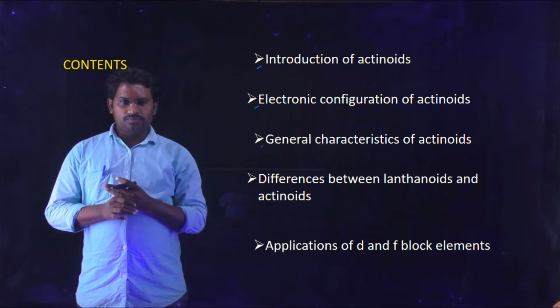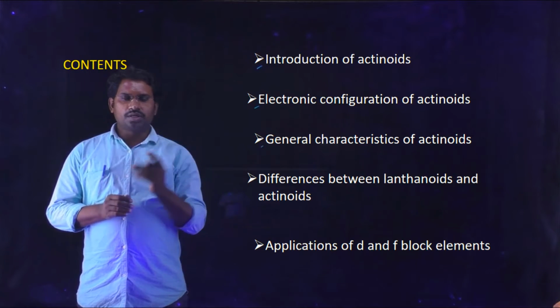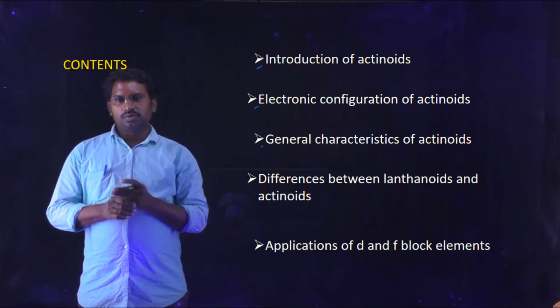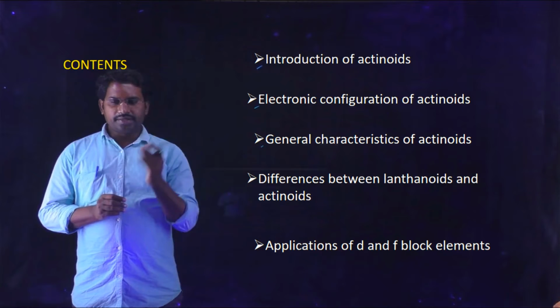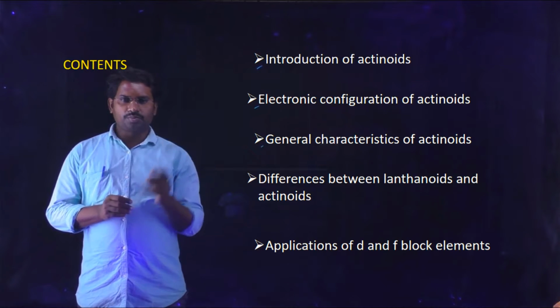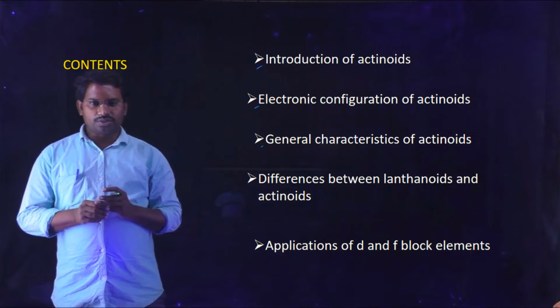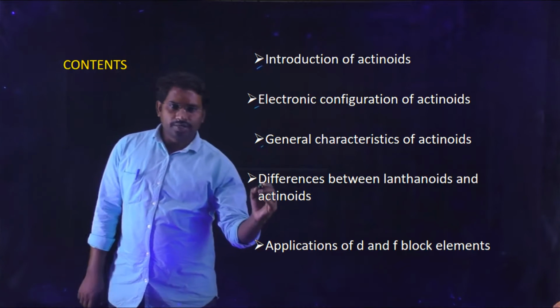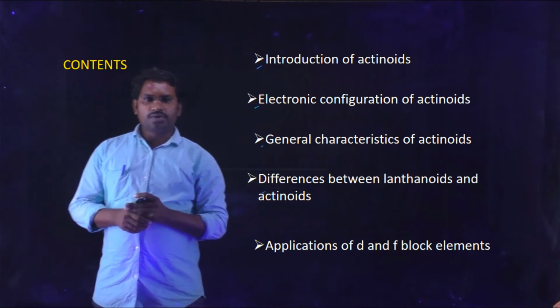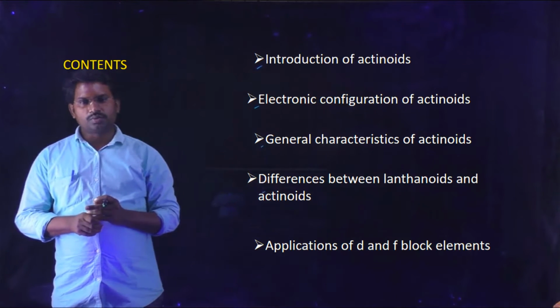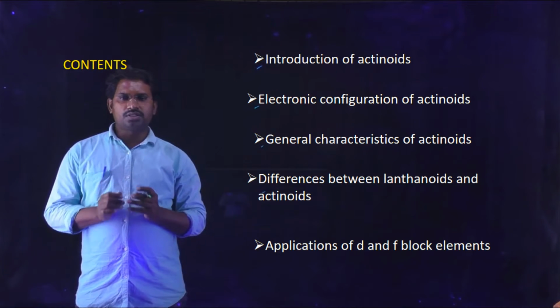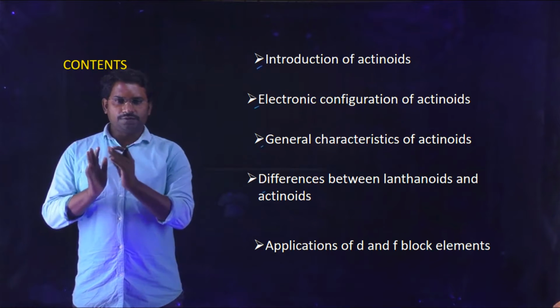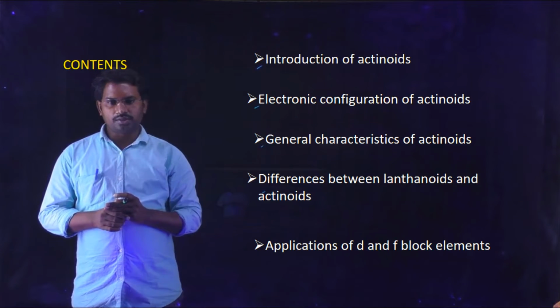Actinoids are especially radioactive elements. What is their physical state? What is their magnetic nature? And what about their ionization potential? Everything we have to discuss here. Next, differences between lanthanides and actinides. What are the main differences between the 4f series elements and the 5f series elements? That is nothing but the differences between the lanthanides and actinides.